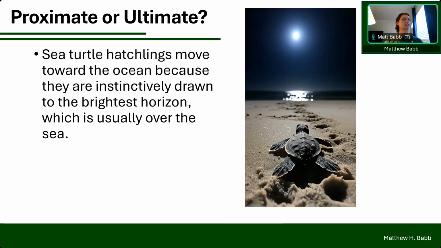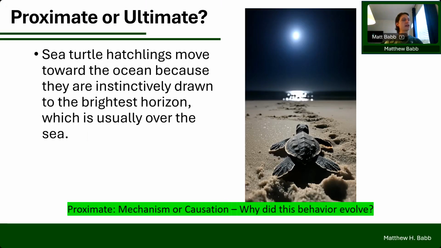Here's another example. Sea turtle hatchlings move toward the ocean because they are instinctively drawn to the brightest horizon, which is usually over the sea when the moon is up in the sky. So is this an example of a proximate or ultimate explanation? This is the example of a proximate mechanism. Specifically, it's a mechanism or a causation question, right? How did this behavior come to be? What causes it to be performed? Or in this case, what stimuli causes the subject to do what they are doing?